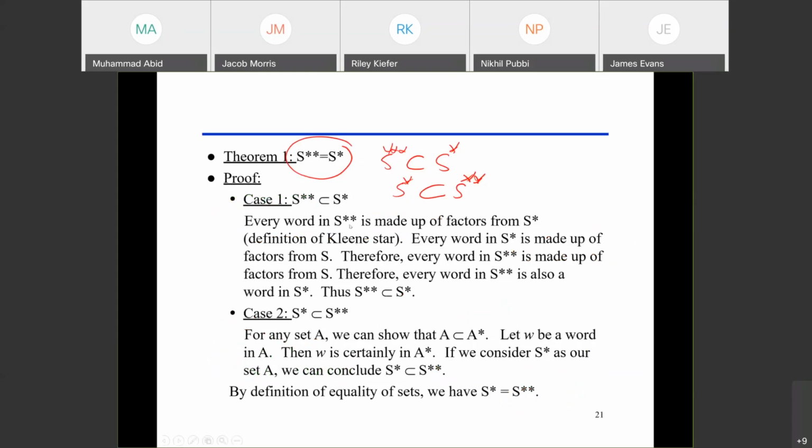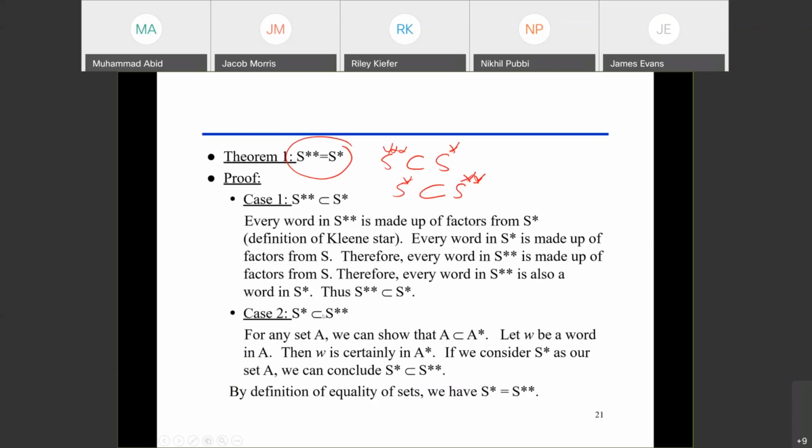Every word in S double star is made up of factors from S star. So every word, because if you are applying double star, it means that you choose this as your basic building block. Every word in S star is made up of factors from S. Therefore, every word in S double star is made up of factors from S. So therefore, every word in S double star is also a word in S star. So this is true here.